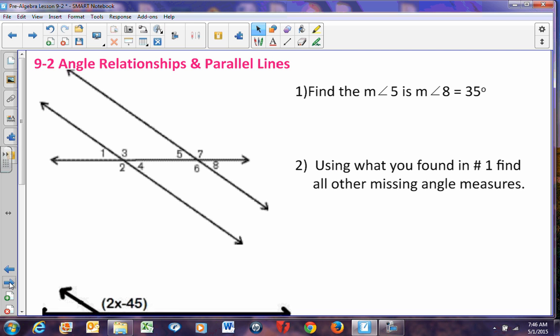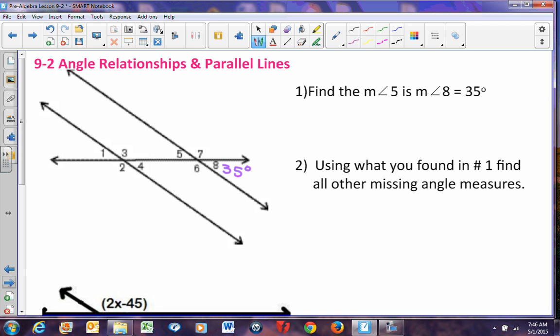All right, let's take a look at some angle relationships now that we know all the definitions. We're going to find the measure of angle 5, knowing that the measure of angle 8 is 35 degrees. Well, we have vertical angles, and vertical angles have to be equal, because vertical angles are angles that are crossed by a straight line. Or you could look at it this way.